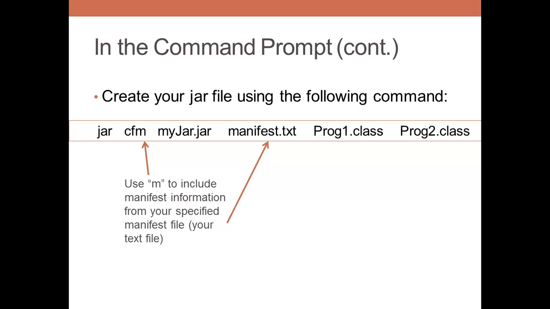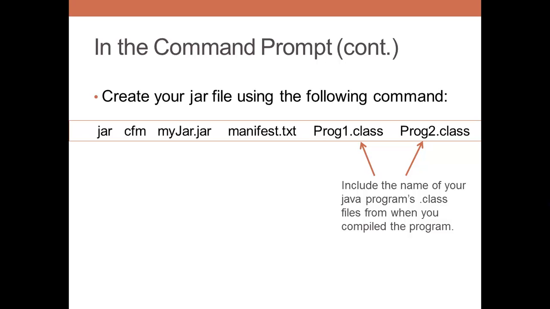The M is used to include manifest information from your specified manifest file, the text file that you created. So then list the name of your manifest file. I named mine manifest.txt. Next, include the names of your Java program's .class files from when you compiled the program.